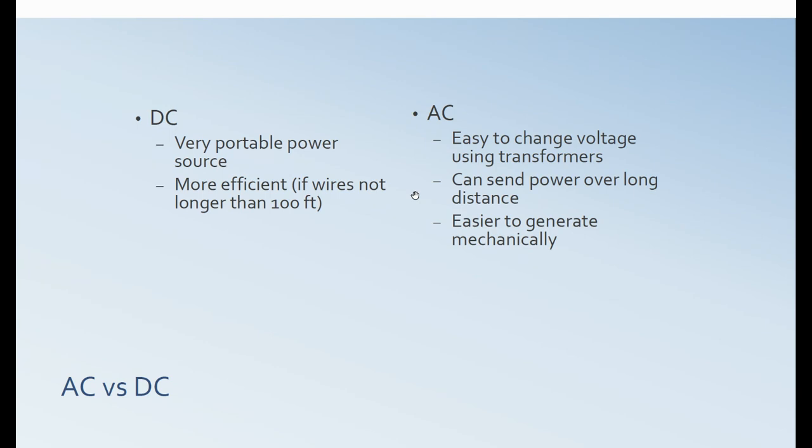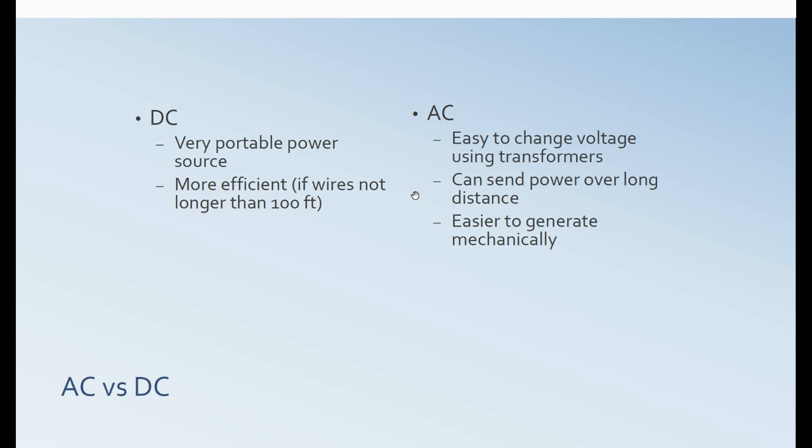With AC, the advantage is that it's easy to use transformers to step up or step down our voltage. So for instance, when power leaves, say, the Surry power plant we get our electricity from, it leaves the power plant at something like 100,000 volts. But then we can use transformers to step it down at substations and coming into your house. So when it comes into your house, it's only 120 volts.